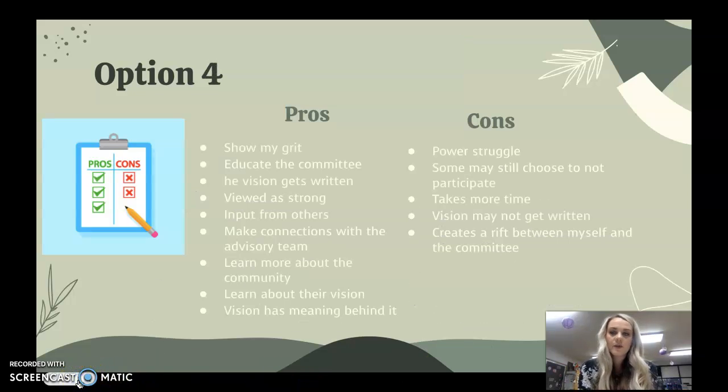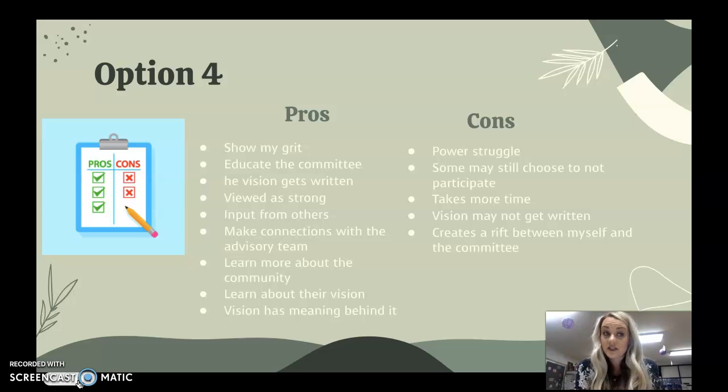Option number 4, pros: it will show my grit. I can educate the committee on the vision. It's going to get written. I'm viewed as strong. There's input from others included. I can make connections with my advisory team. I learn more about the community, and I learn about their vision, and our vision has meaning behind it.